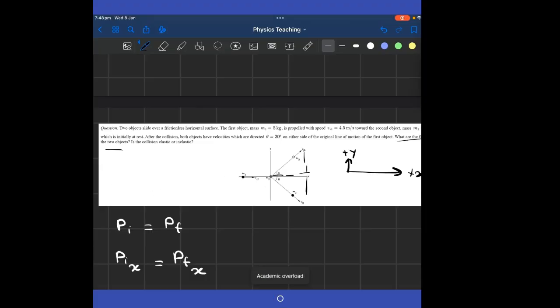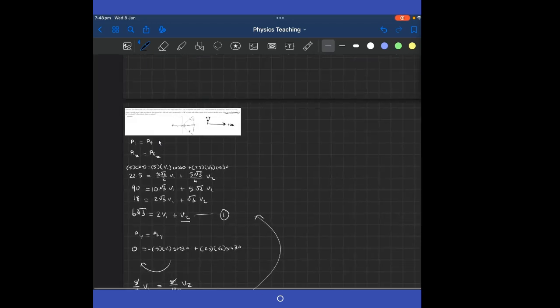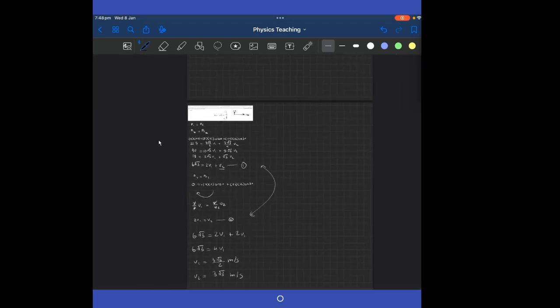But the final part of the question is, we need to say, is it elastic or inelastic? Let's first understand what elastic versus inelastic means. We know that the momentum is conserved, so it has to be a collision. If it's elastic, then the kinetic energy is also conserved, but if it's inelastic, then the kinetic energy is not conserved. So how do we determine if it's elastic or inelastic?